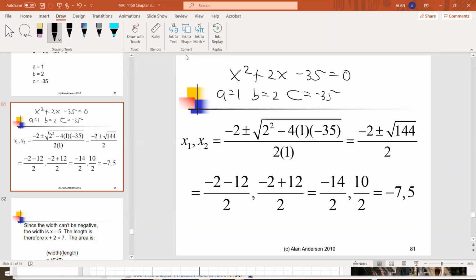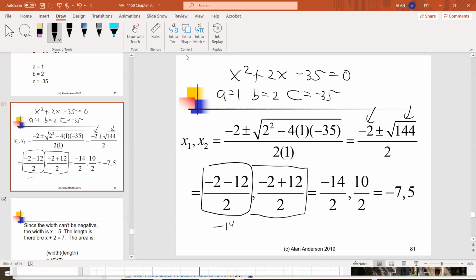Okay, but when you do all the work, you'll see we have -2 plus or minus the square root of 144 over 2. Now, 144 is a perfect square. It's just 12. So I end up with -2 minus 12 over 2, comma, -2 plus 12 over 2. And so I've got -14 halves, 10 halves, or -7 and +5.